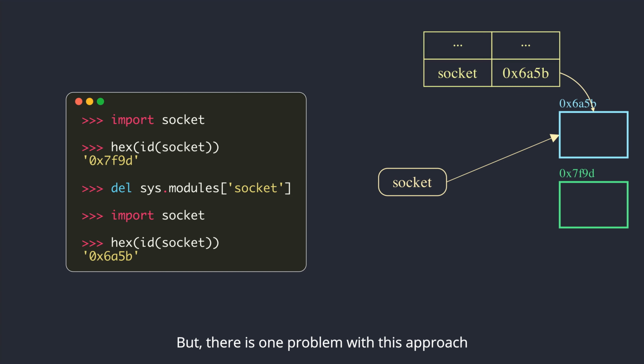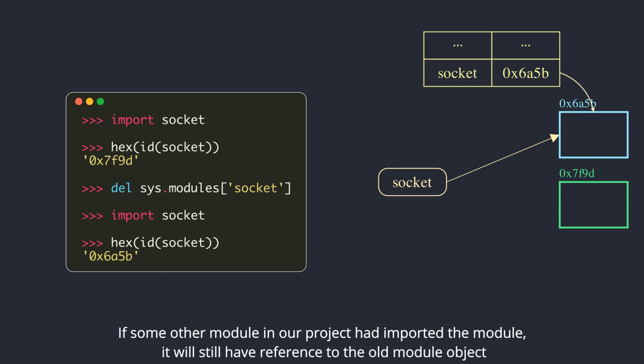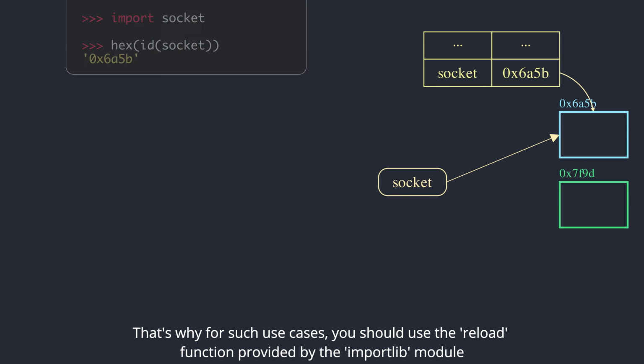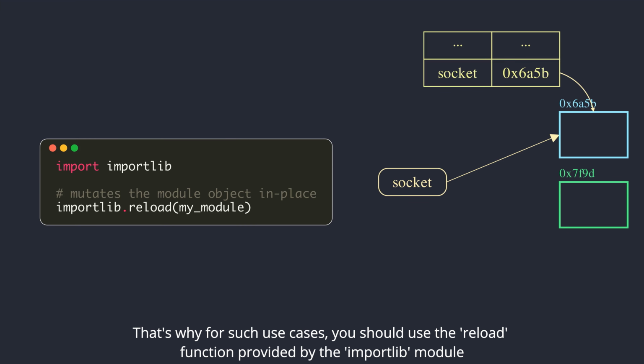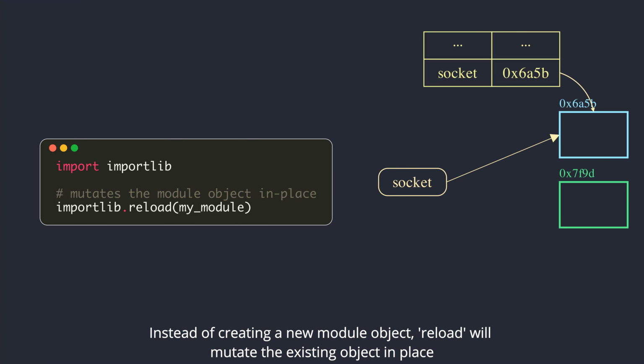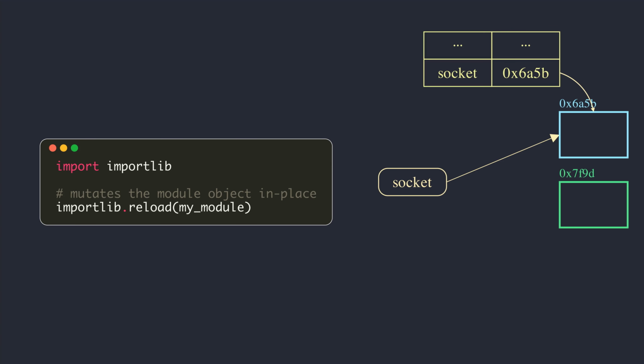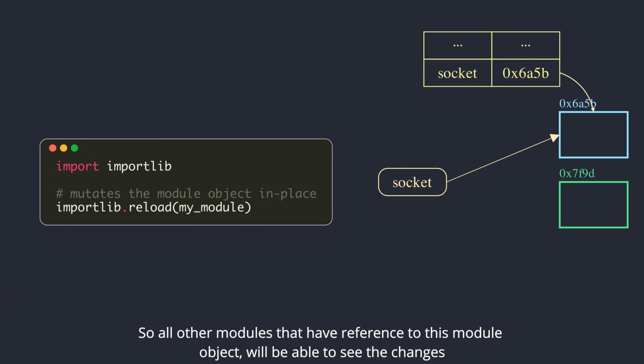But there is one problem with this approach. If some other module in our project had imported the module, it will still have a reference to the old module object. That's why for such use cases, you should use the reload function provided by the importlib module. Instead of creating a new module object, reload will mutate the existing object in place. So all other modules that have a reference to this module object will be able to see the changes.